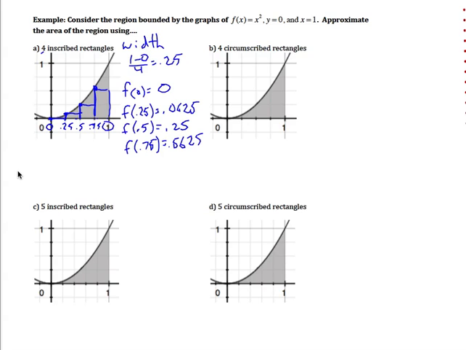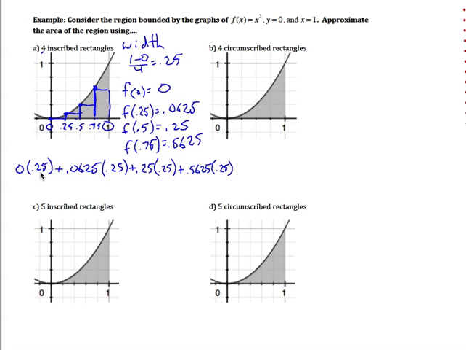So we have 0 times 0.25 plus 0.0625 times 0.25 plus 0.25 times 0.25 plus 0.5625 times 0.25.